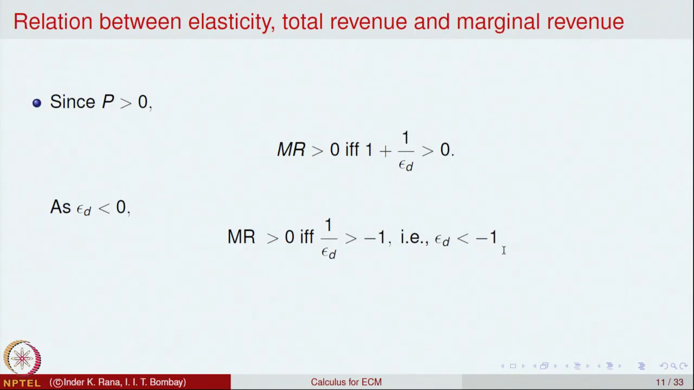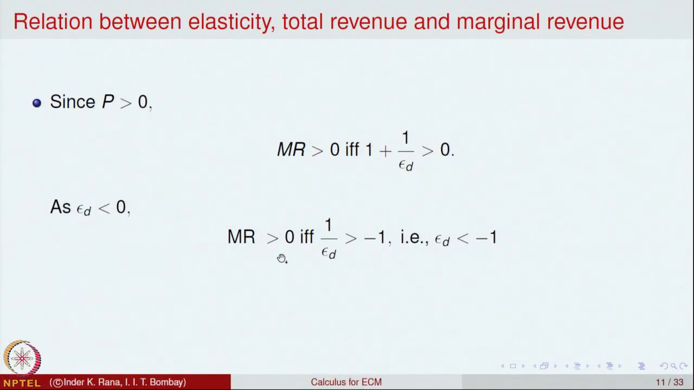So, marginal revenue is positive if and only if the coefficient of elasticity of demand is less than minus 1. And we had earlier seen in simple examples that the coefficient of elasticity of demand less than minus 1 means the relationship between price and demand is very elastic, and that is reflected here. The marginal revenue is bigger than 0. So, marginal revenue will be positive if the coefficient of elasticity of demand is less than minus 1.